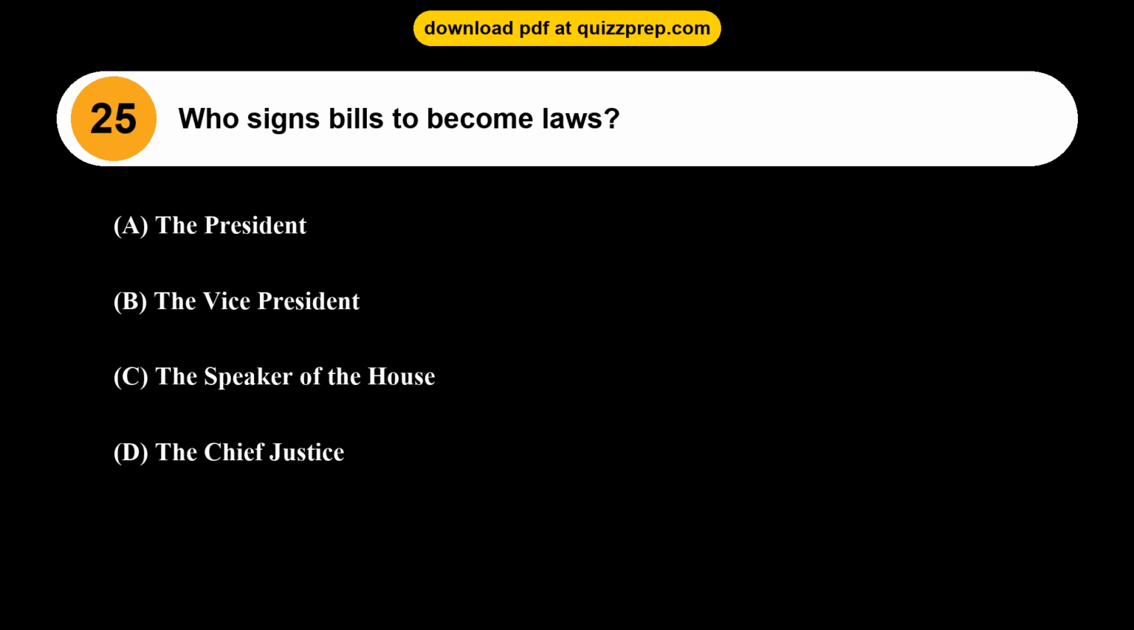Question 25. Who signs bills to become laws? Option A, the President. Option B, the Vice President. Option C, the Speaker of the House. Option D, the Chief Justice. The correct answer is option A, the President.